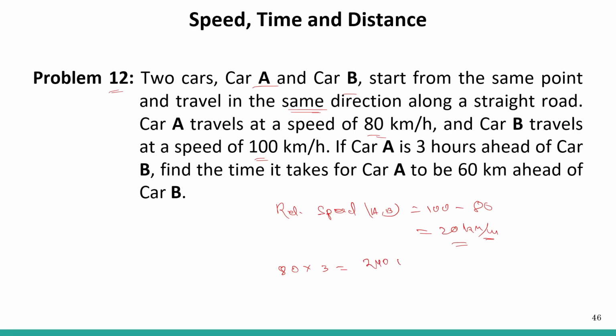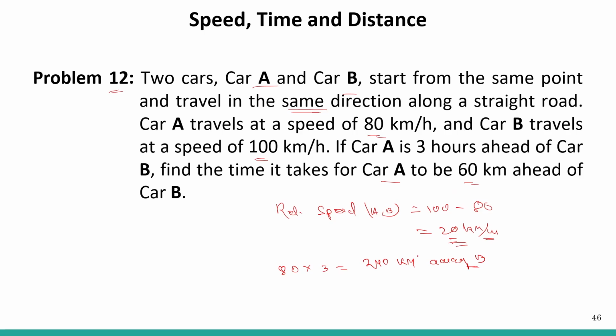240. So it is actually 240 kilometers away from B, right? So, and their relative velocity is what? 20 km per hour, and B will be covering up this much distance in how much time? Also it is told that car A will be 60 km ahead of car B.